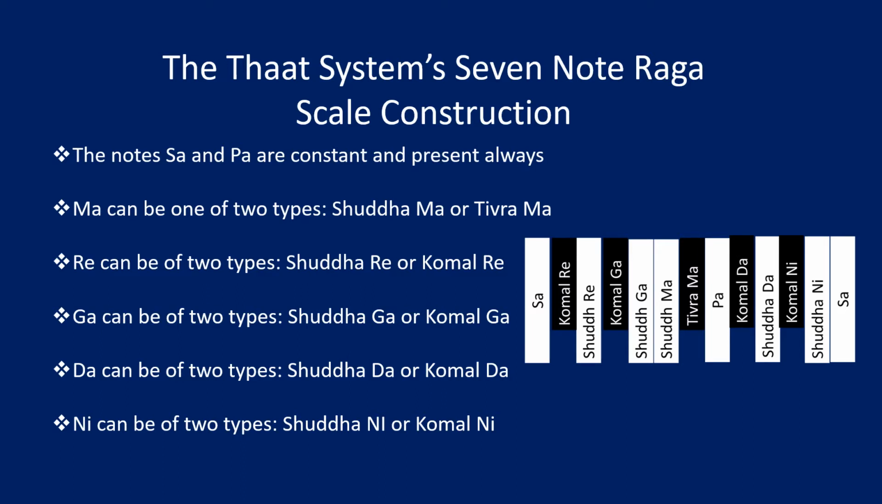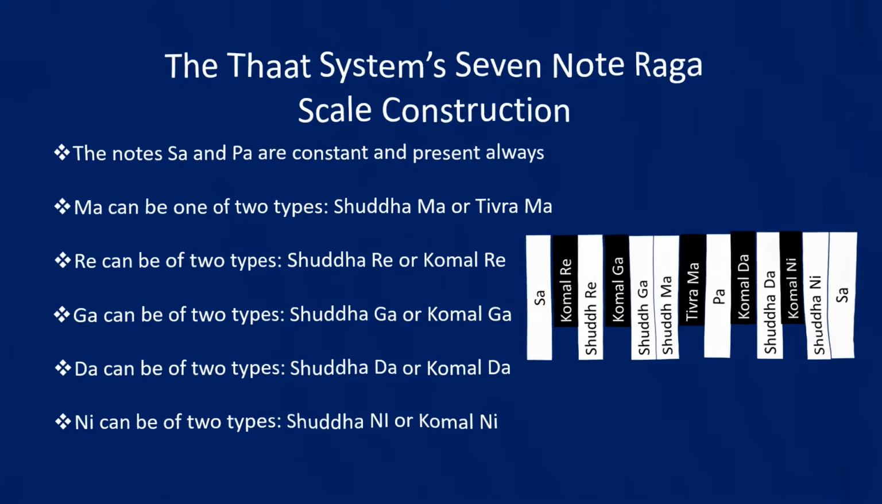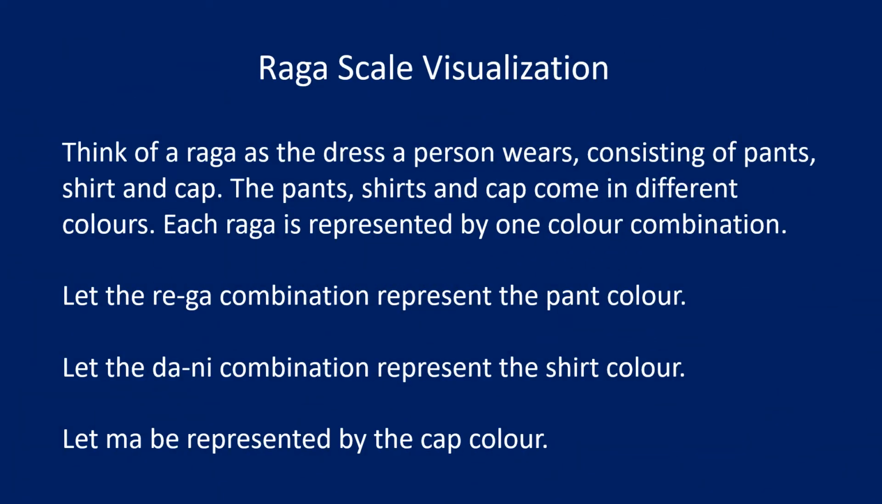For Re, Ga, Da, Ni, the Shuddha notes are higher by a half note than the Komal notes. For Ma, the Tivra Ma is higher than the Shuddha Ma. So each raga in the Thaat system is basically a combination of Re, Ga, Da, Ni and Ma.